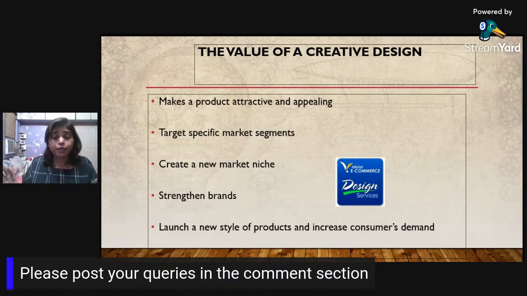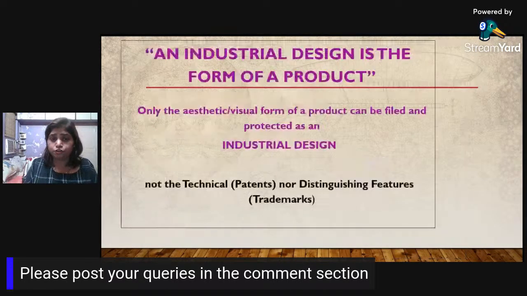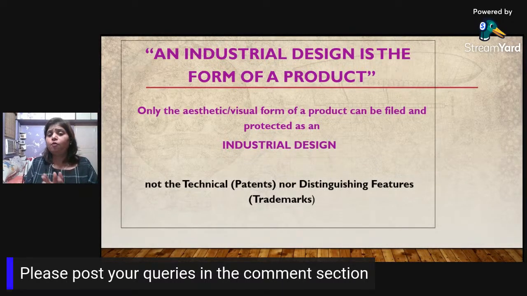And industrial design only deals with the outside exterior. So if you have a Beetle or a Volkswagen or another car, it is the outside protection of the design, okay, not the inside. It is the outside protection of the design for which you apply for industrial design registration. So it is only the aesthetic visual form of a product that can be filed and protected as an industrial design. So this is very important.